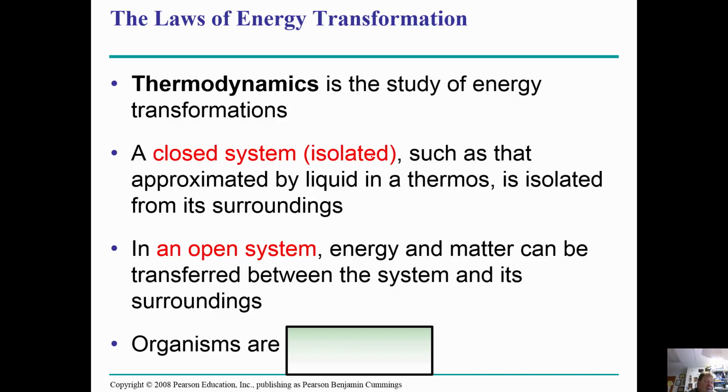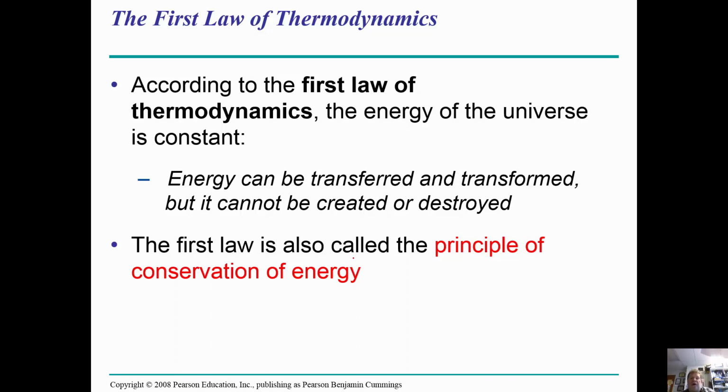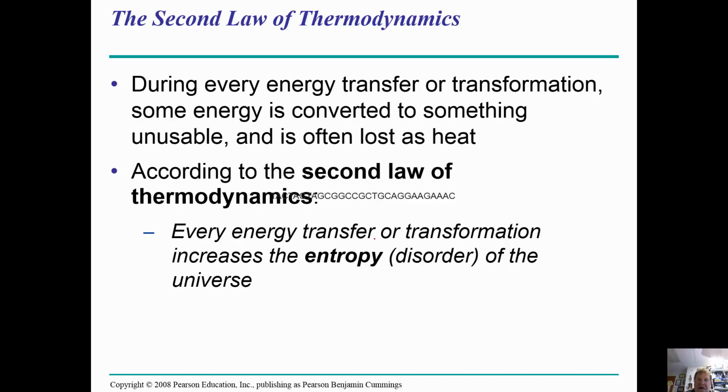Thermodynamics is the study of these energy transformations. A closed system is isolated, and in an open system we can see transfer between the systems. And so organisms are, in terms of energy, open systems. According to the first law of thermodynamics, the energy in the universe is constant. Energy can be transferred and transformed, but it cannot be created or destroyed. The first law is called the principle of the conservation of energy. And so energy is always there.